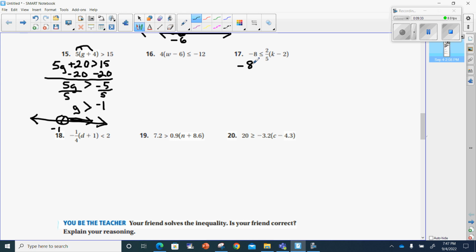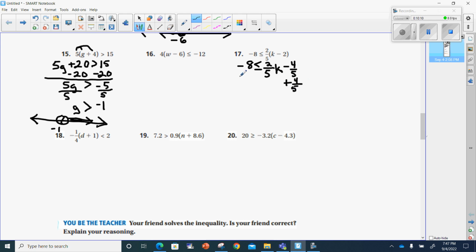The negative 8 comes down. This 2/5 gets multiplied to k, so this would be 2/5 k. And this 2/5 gets multiplied to this negative 2. That's going to give us a negative 4 over 5. Now I have to get rid of this number. And I know it looks like a fraction, but it's still a number, right? There's no k underneath it. So that means I have to add 4/5 to this side to get rid of it.